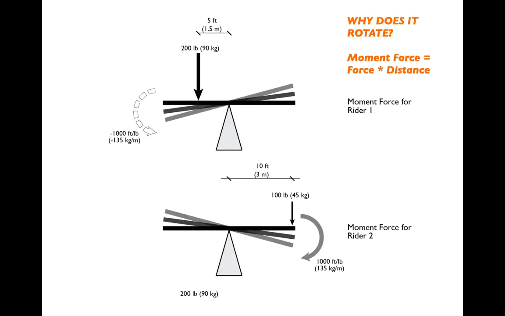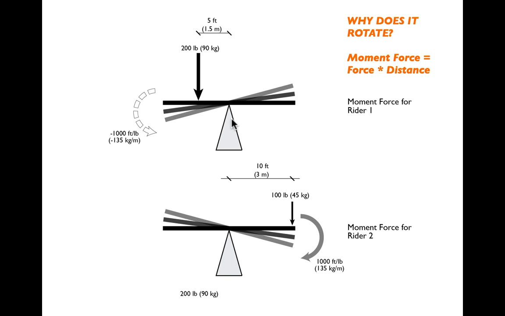Here it is in slightly more mathy form. We have the moment force for rider 1 on the top, 200 pounds, that's the rider's weight, 5 feet, that's his distance from the fulcrum. 200 times 5 is going to be 1,000 foot-pounds. And for our purposes, we'll say that's a negative moment. We can decide which direction is positive or negative, clockwise or counterclockwise, doesn't matter so long as we're consistent. So we're saying that a counterclockwise or anti-clockwise moment is going to be negative. So rider number 1 is putting 1,000 foot-pounds of counterclockwise moment onto the system.